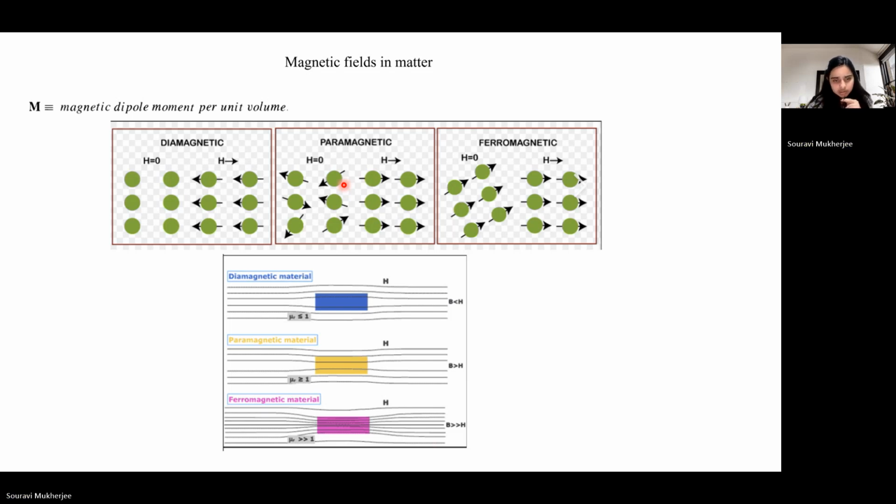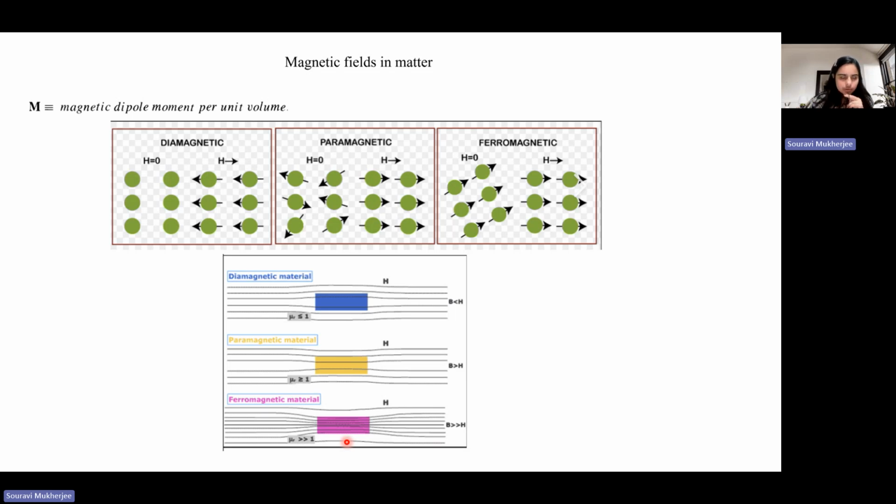And for a ferromagnetic material, they always have a net dipole moment. So there is a net magnetization always there, even if there is no external magnetic field. When you apply a magnetic field, they align towards the applied magnetic field. Here the magnetic fields are quite intense, and if you look at the field lines, they will be very concentrated into the ferromagnetic material in presence of an applied field. So the net B inside a ferromagnetic material will be much greater than the applied field H.